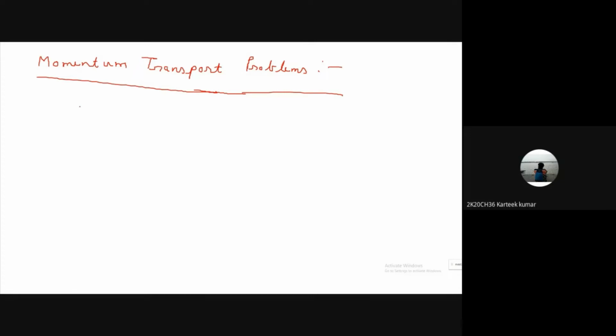Okay, so I will give you a brief introduction to what the momentum transport problems are. In transport phenomena, there are three different types of transport: momentum transport, heat transport, and mass transport. Here we will start with the momentum transport problems. So what are the momentum transport problems? Basically, this is the fluid mechanics problem.